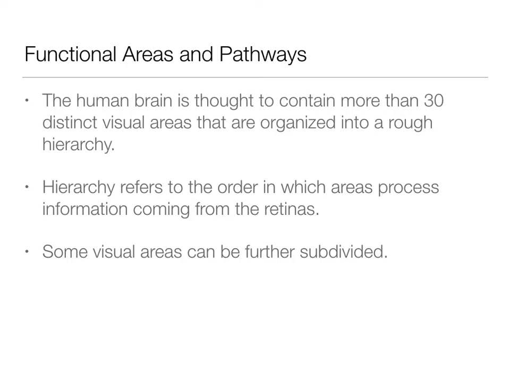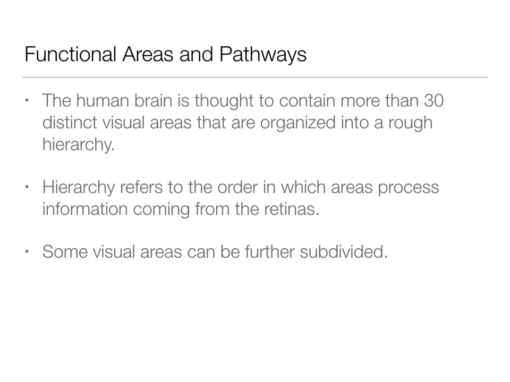So when we talked about area V1, the primary visual cortex, we said that was the first stop in the visual cortex. That means V1 is higher up in the pathway than other areas, okay? So this is higher in the hierarchy than maybe V4 will be or MT will be when we talk about them, because that's the first stop. So that's, again, higher in that hierarchy.